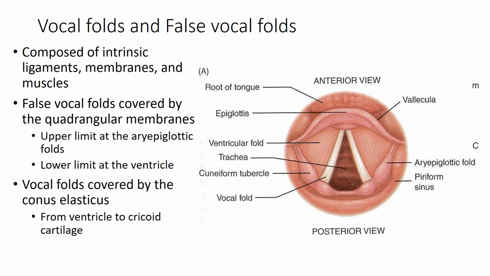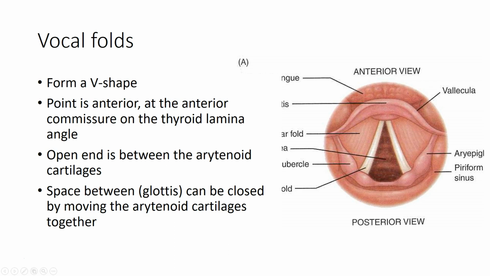For the vocal folds, they go from an upper limit at the ventricle down to the body of the cricoid cartilage. The vocal folds, when viewed through an endoscope, like simulated in this drawing, form a V shape where the point of the V is anterior at a location called the anterior commissure on the thyroid lamina angle. The open end of the V is between the arytenoid cartilages, so connections of the vocal folds to the thyroid cartilage at the point of the V and the arytenoid cartilage at the open end of the V define the location of the vocal fold.